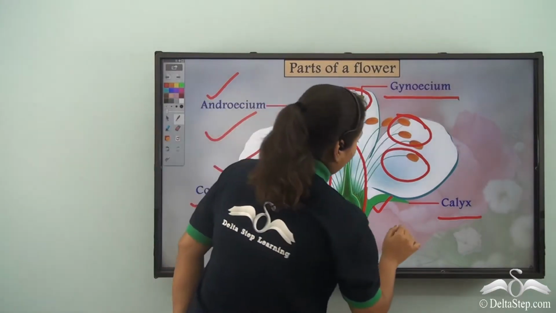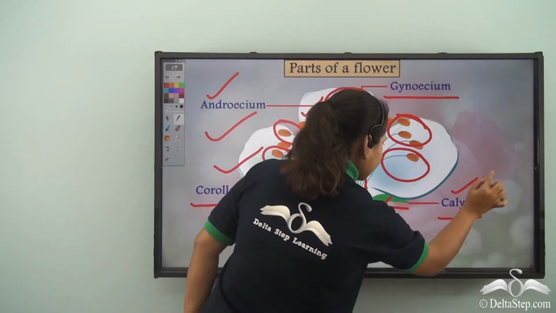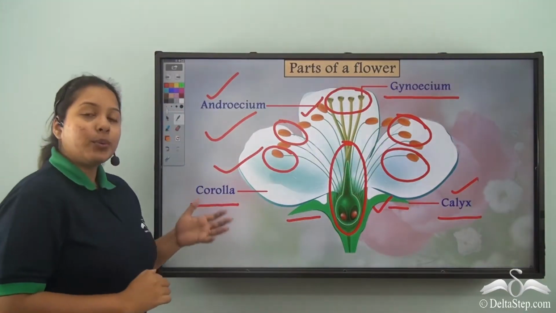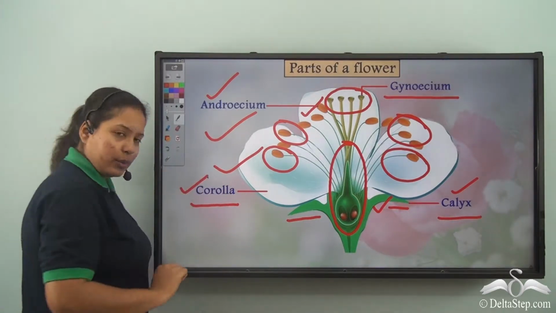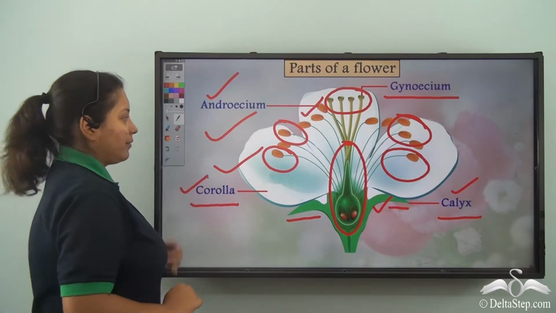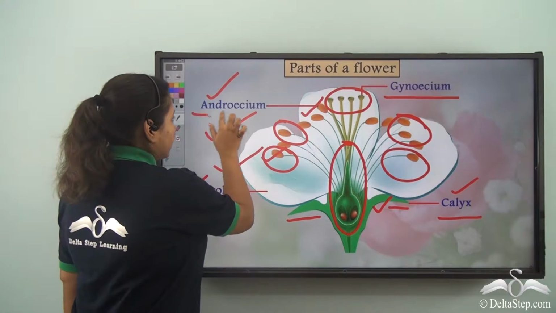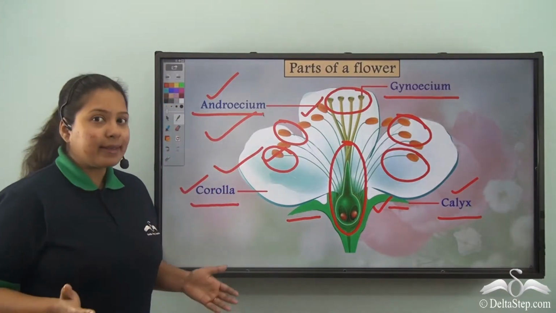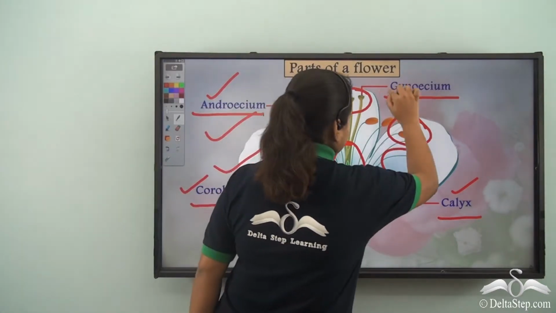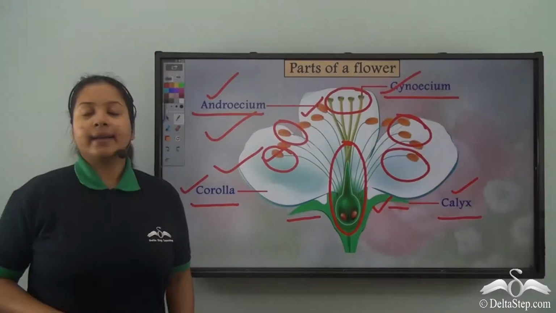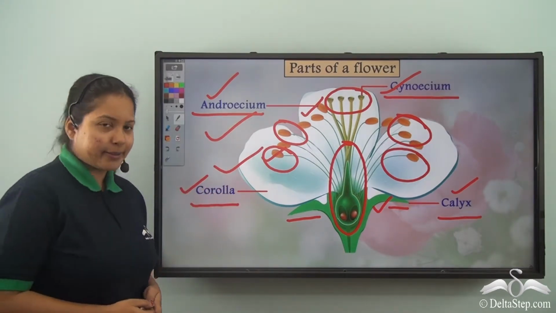First, we have got these green-like structures which are known as calyx. Next, we have got the colorful petals which are known as corolla. Then, we have got the male reproductive part which is known as androecium. And finally, we have got the female reproductive part, that is the gynoecium. So, let's learn how to draw the parts of a flower.